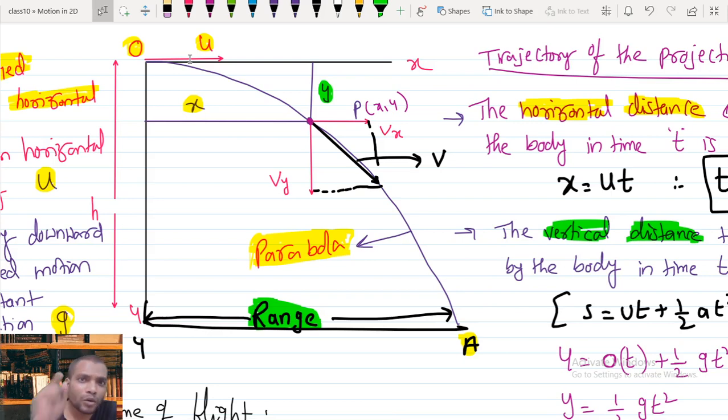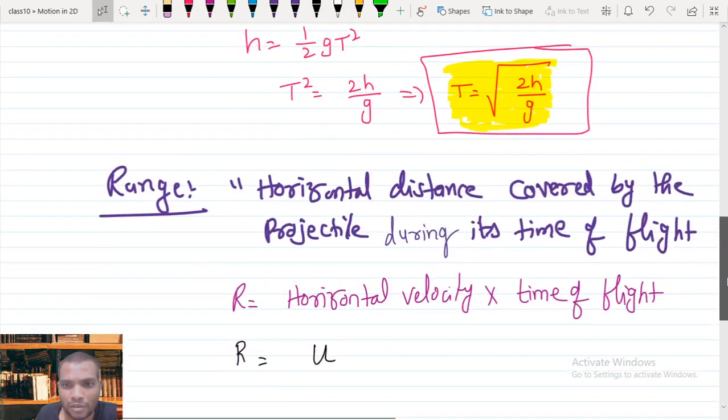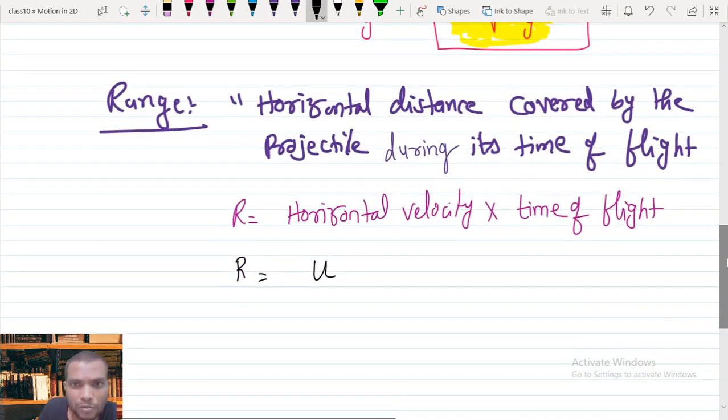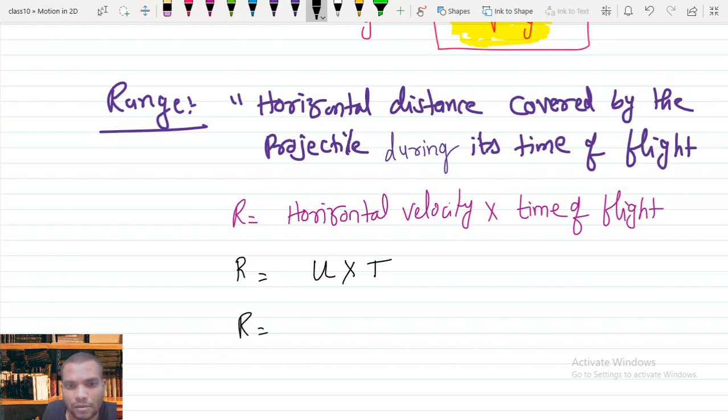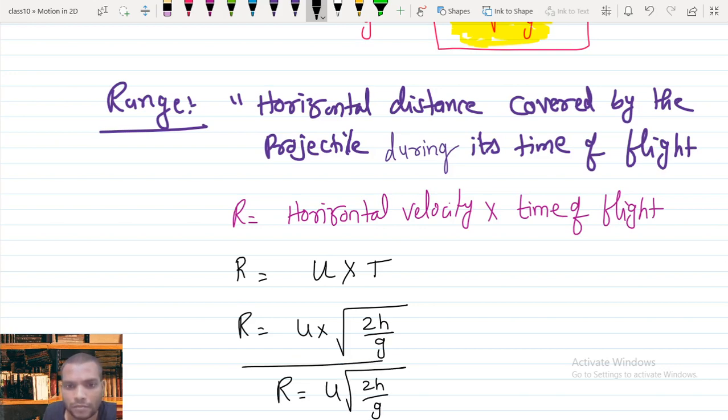With whatever velocity you throw a projectile from a certain height, that velocity remains the same throughout the projectile motion. That velocity does not change. Only the vertical component of velocity is going to change. I don't know how much you are able to get this point. So horizontal velocity u remains constant throughout the projectile motion, and it multiplies with the time of flight, capital T. So range equal to u times time of flight, which is the square root of 2h by g. So the horizontal range R equal to u times square root of 2h upon g. This is the expression for horizontal range.